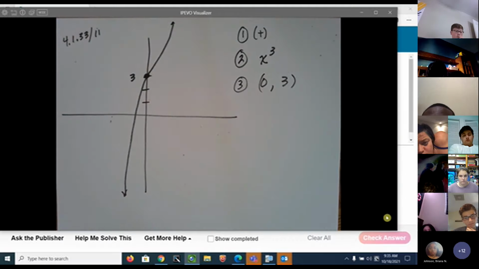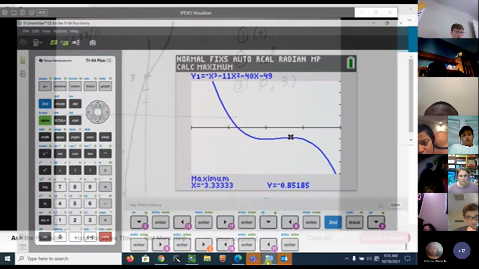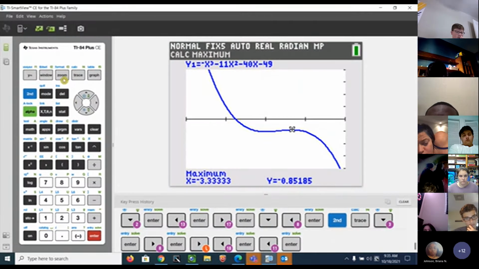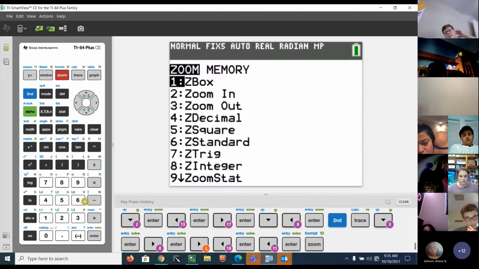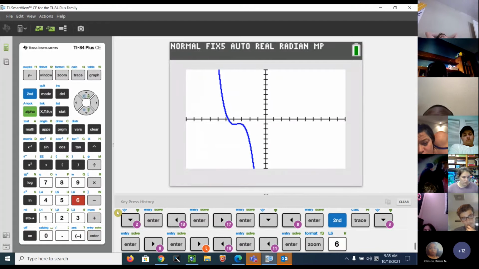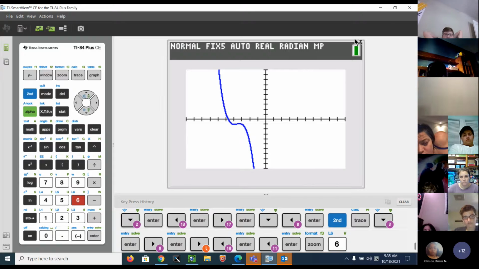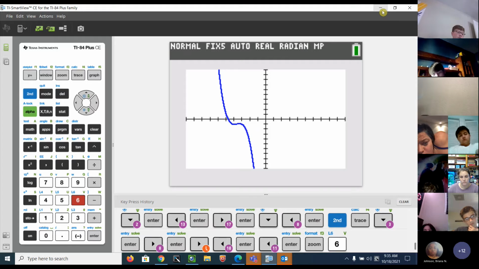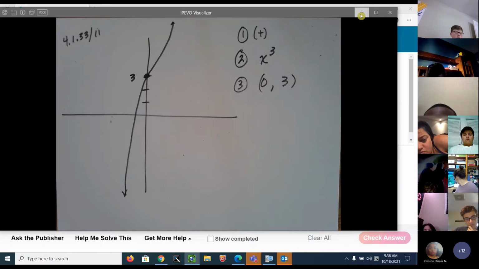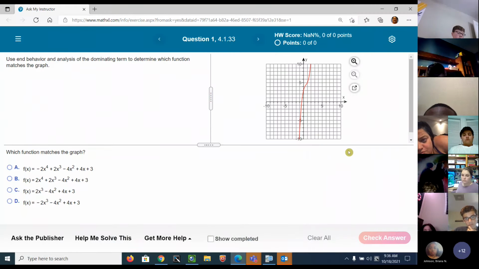Look at the one we just did on the calculator. Let me do a zoom standard. Okay, look at that one. Well, we know that one's negative. Okay, but what's different besides the direction? What's different between this one and this one?